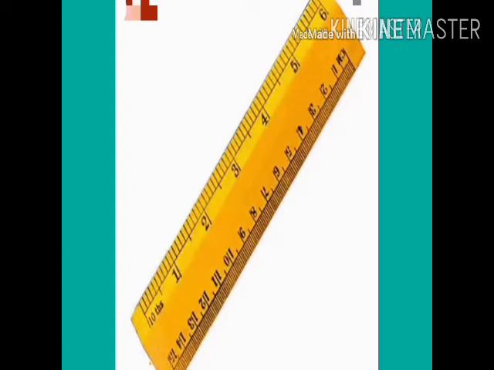So 1/10 of a centimeter is 1 millimeter. I'll repeat again: 1/10 of a centimeter is 1 millimeter. So the smaller mark corresponds to a millimeter.